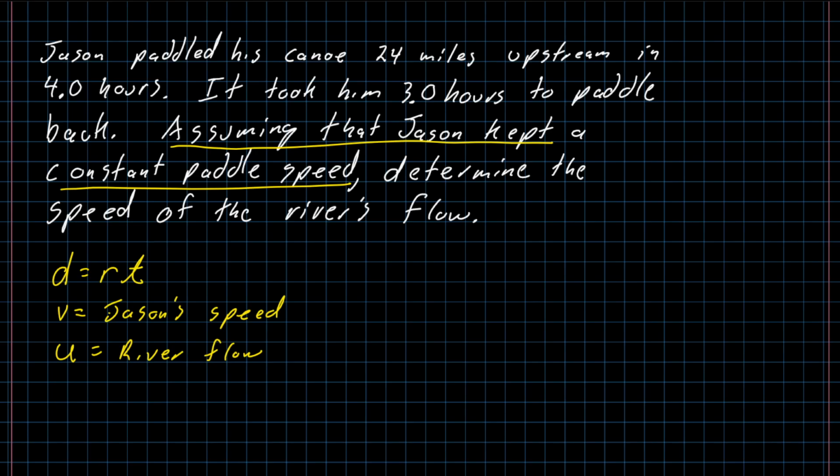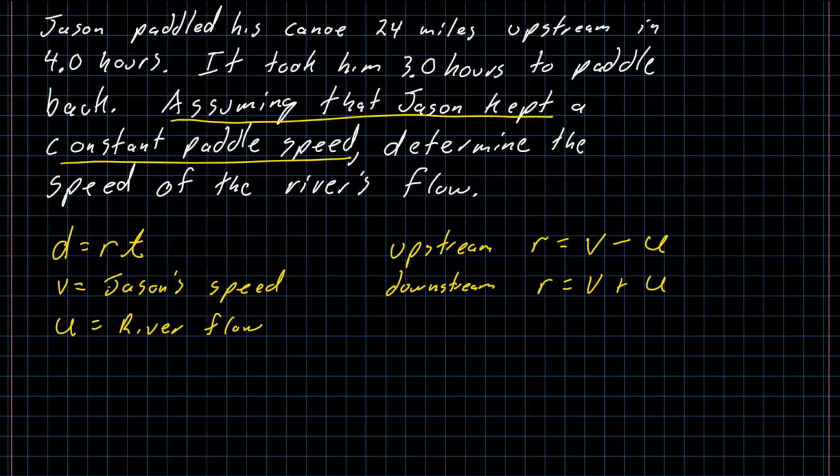So when we are going upstream, the river is fighting against Jason, or Jason is fighting against the river. The rate at which Jason is actually moving is the speed at which he is paddling minus the river flow rate. And going downstream, that's when the river is helping. The rate that the canoe is actually traveling is the speed that Jason is paddling plus the river flow rate.